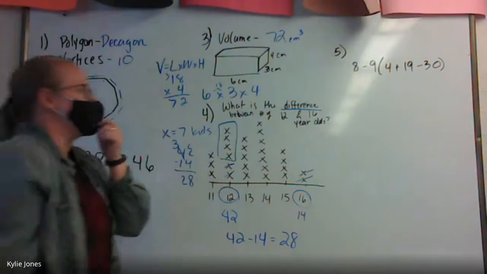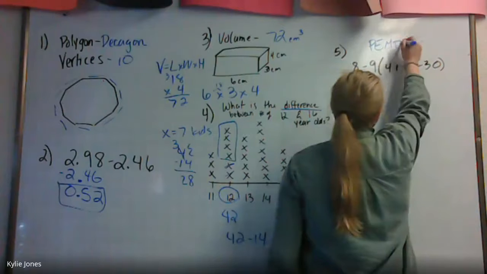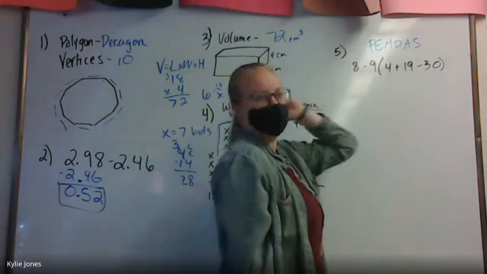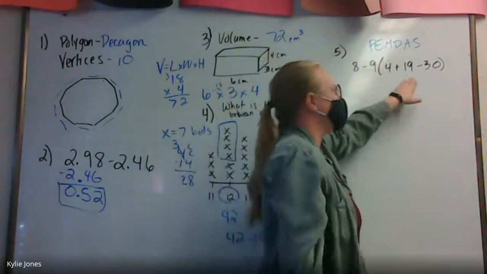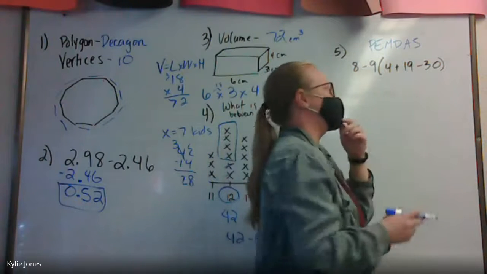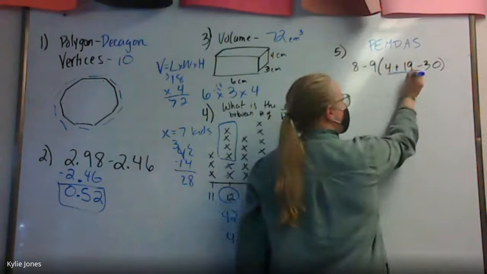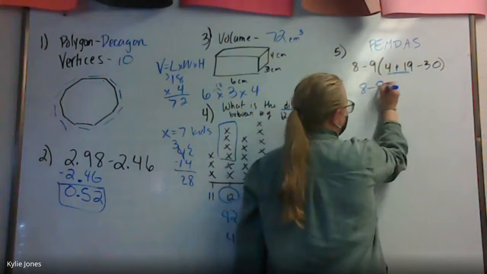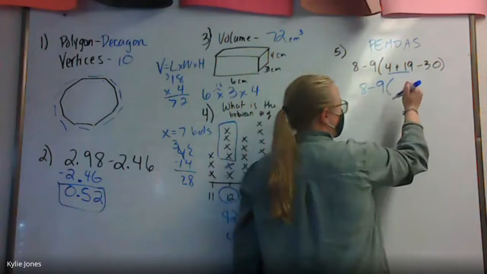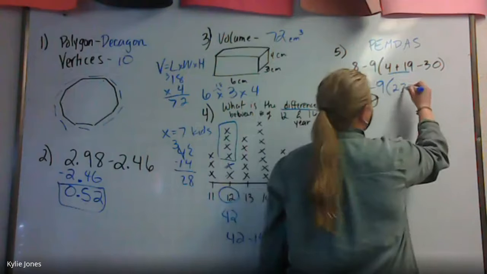All right, our last one, number 5, order of operations is PEMDAS. Let's start with parentheses. Do we have parentheses? Yes. We have 2 things happening inside the parentheses, so we still have to do order of operations inside the parentheses too. So we are adding and subtracting. What do I do first? Add first. So we have 8 minus 9 times, 4 plus 19. That's 23.